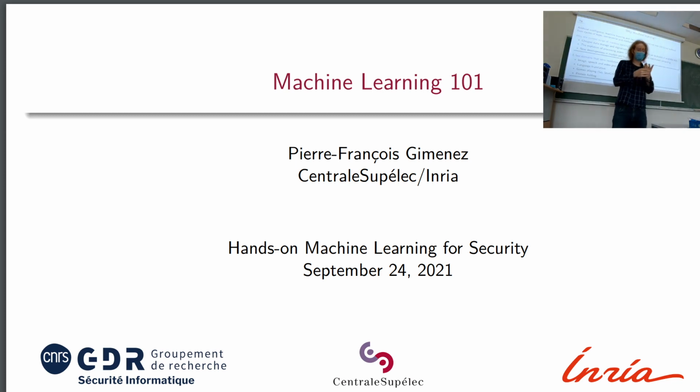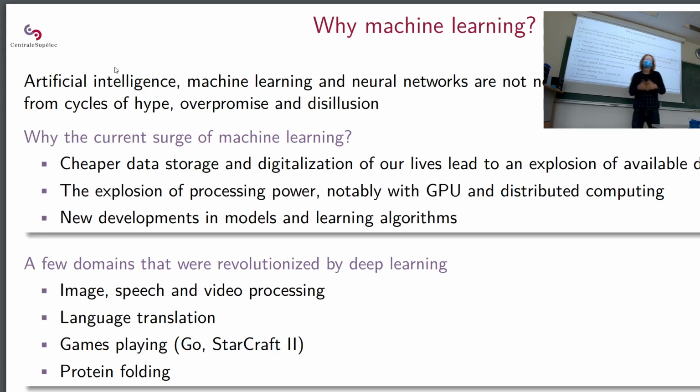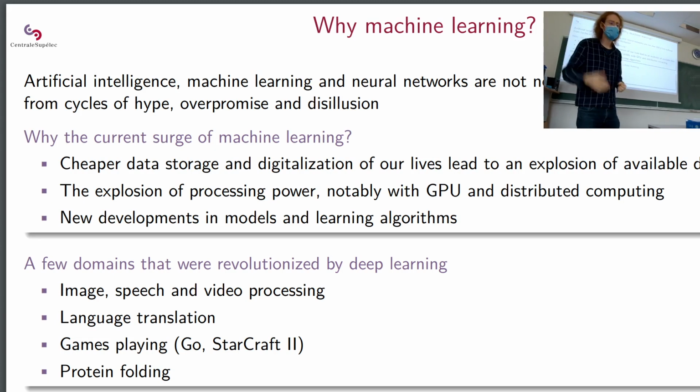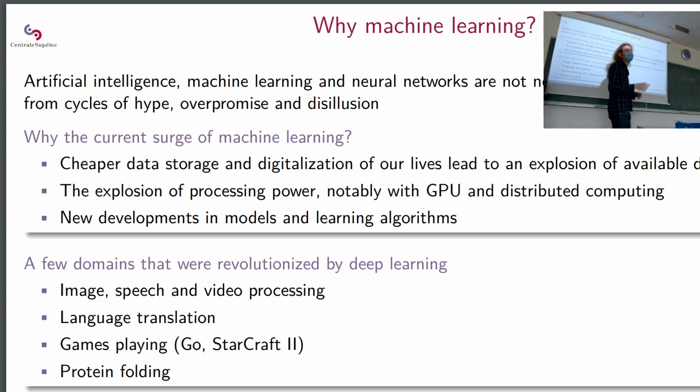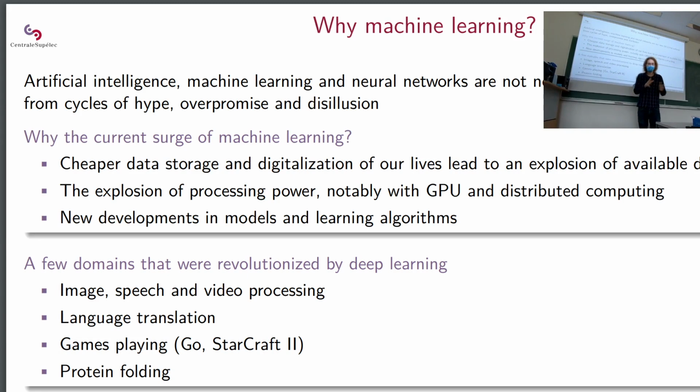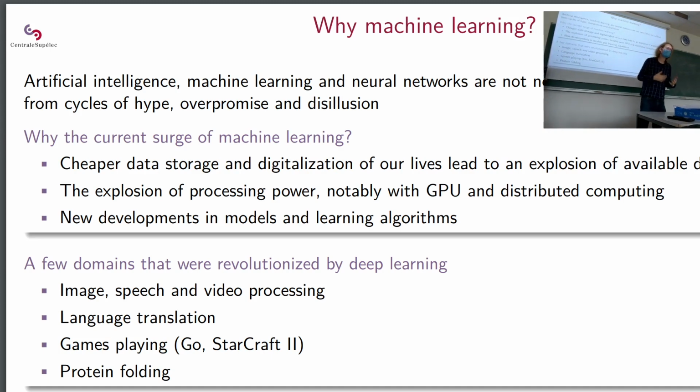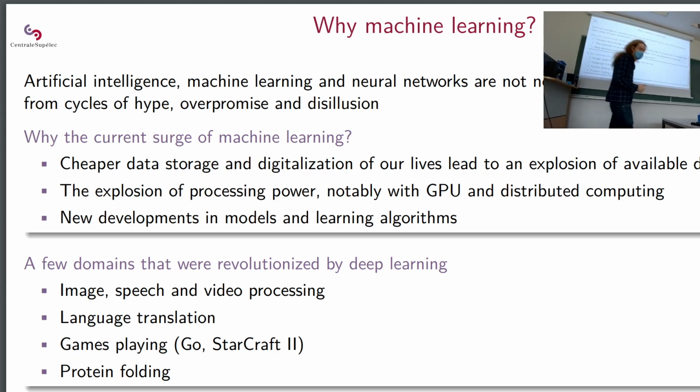First, you're here to talk about machine learning, but why is machine learning so popular at the moment? Because artificial intelligence, machine learning, and neural networks are not new. They come from the 50s, and they suffered from cycles of hype, overpromise, and then disillusion. There were several of these cycles, but now there is a new surge of machine learning. It's popular once again. So why is that?